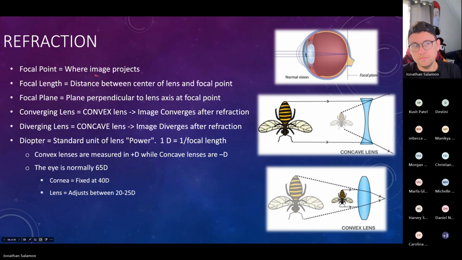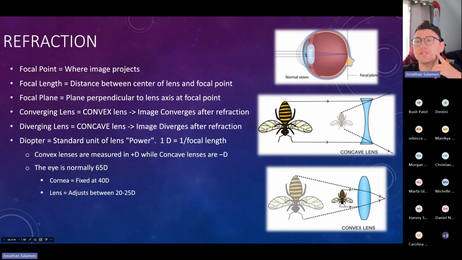And this is the MCAT part. Just a quick terminology. The focal point is the actual physical spot that the image is projecting to on the back of the eye. The length is the distance from the middle of the lens to the retina, essentially. And then the plane is perpendicular not necessarily to the lens, but to the axis of the lens. So for example, if this lens was a little bit thicker here and it caused the axis to be shifted a little bit, the focal plane would actually be up here.